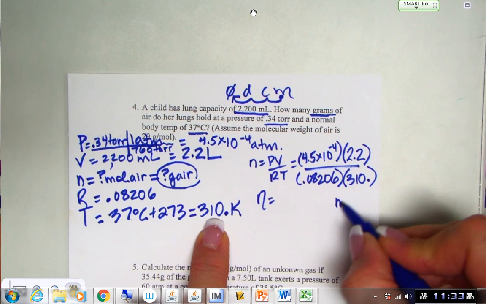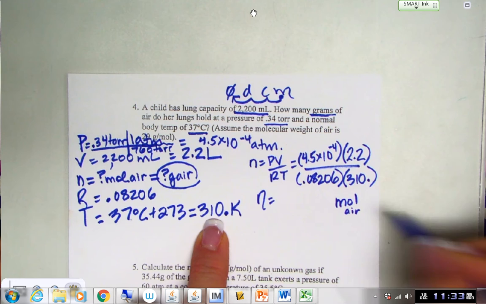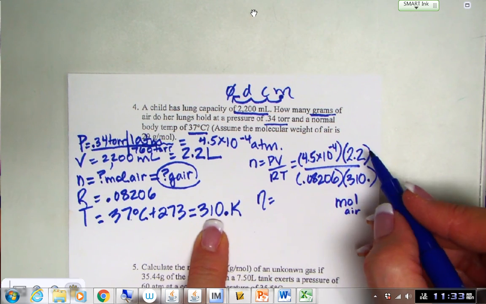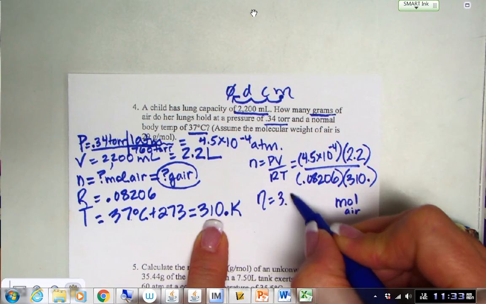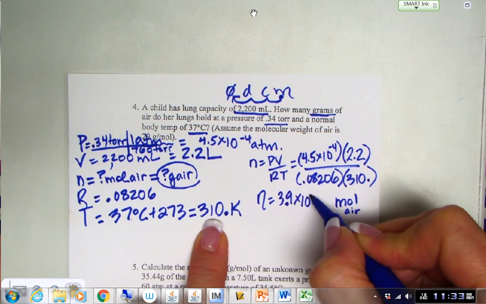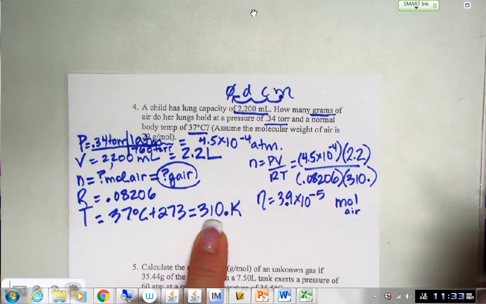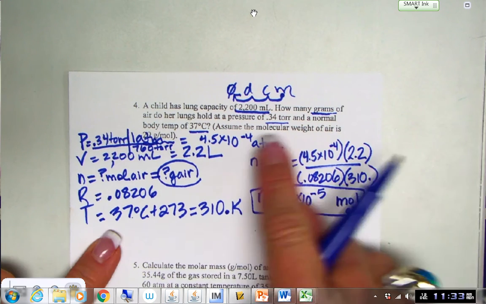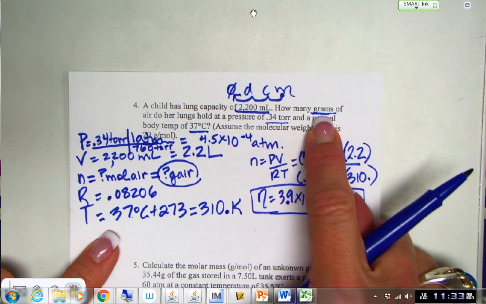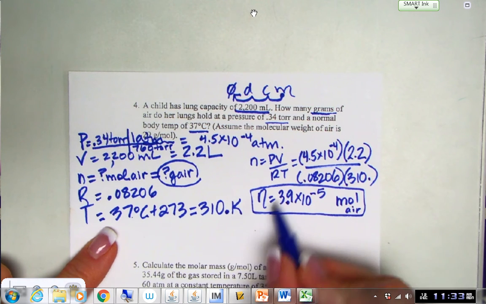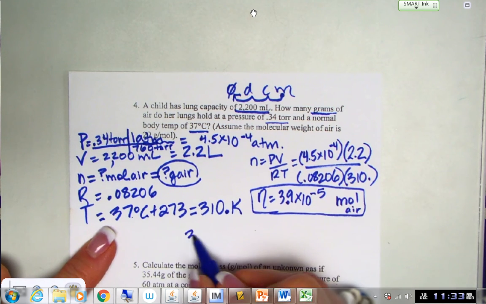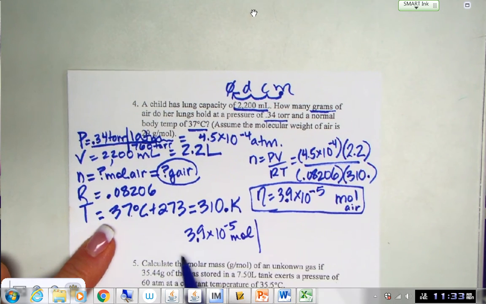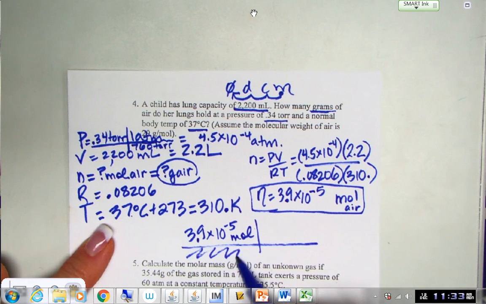Remember, N stands for moles of air. And when you multiply that, we need to round it to two significant figures, so you end up getting 3.9 times 10 to the negative 5th moles of air. So this is one of our answers. But it wants us to figure out how many grams of air her lungs would contain. So without clearing your calculator out, we're going to convert 3.9 times 10 to the negative 5 moles to grams.